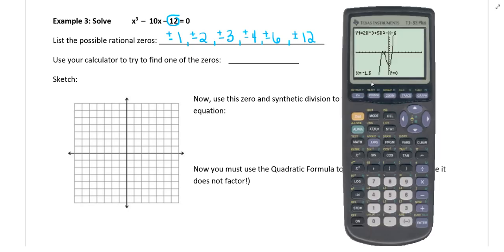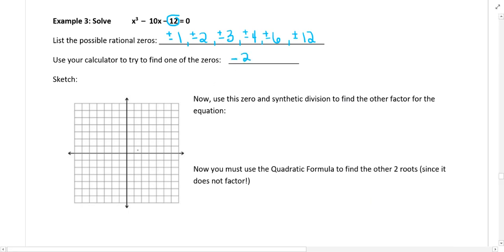What I'm going to do next is go to my calculator, graph this, and try to find one of the zeros. So I have x cubed minus 10x minus 12. Let's take a look. All right, so it looks like I might have a 0 at negative 2. And then this other one, it's between 3 and 4, so that's probably a fraction or a decimal. So let me look at my table. Negative 2, 0. So that works here. I'm not going to sketch it because it's really hard for me to sketch on this program.